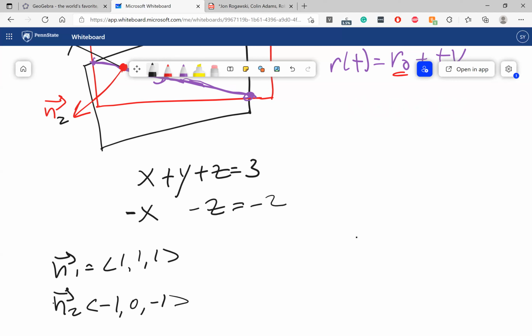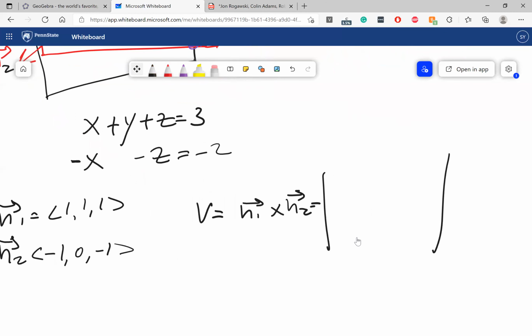And then in order to find V, V is equal to N1 cross N2, which is equal to the cross product, the determinant of i, j, k, 1, 1, 1, and negative 1, 0, negative 1. Any questions so far?